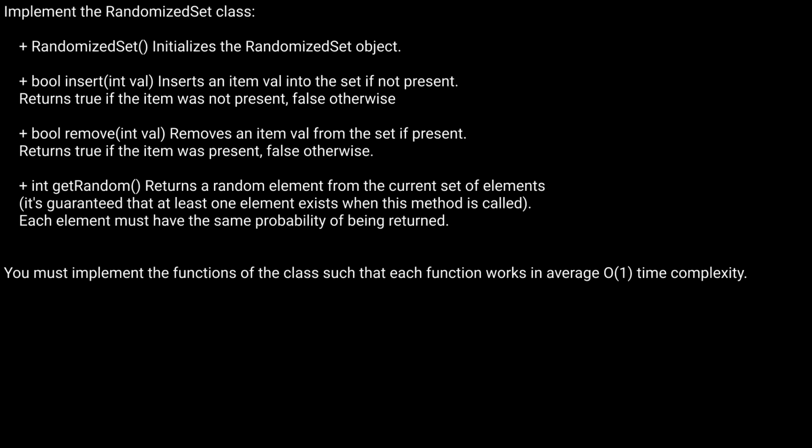We'll also have a get random method, which returns an integer, which will return a random element from the current set of elements, and it's guaranteed that at least one element exists when this method is called. Each element must have the same probability of being returned. And we're given the constraint that we must implement the functions of the class such that each function works in average big O of 1 time complexity.